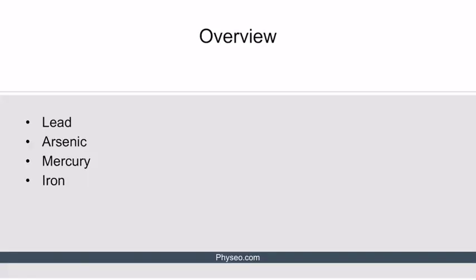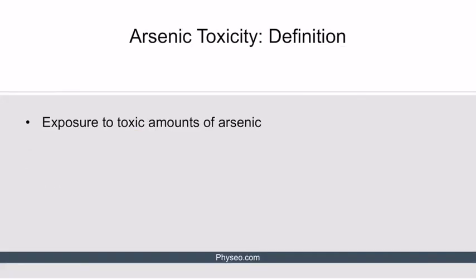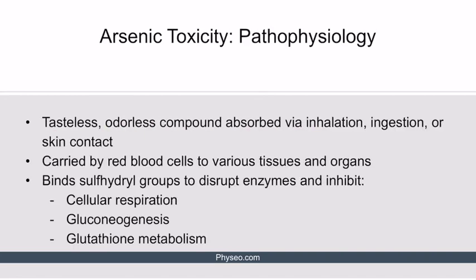So let's move on to arsenic toxicity. Arsenic toxicity is characterized by exposure to toxic amounts of arsenic. Fairly straightforward. Unlike lead, knowing the exact arsenic levels in the blood is not important for the boards, thankfully, which makes your job a little bit easier. Arsenic is a tasteless, odorless compound that can be absorbed via inhalation, ingestion, or skin contact.